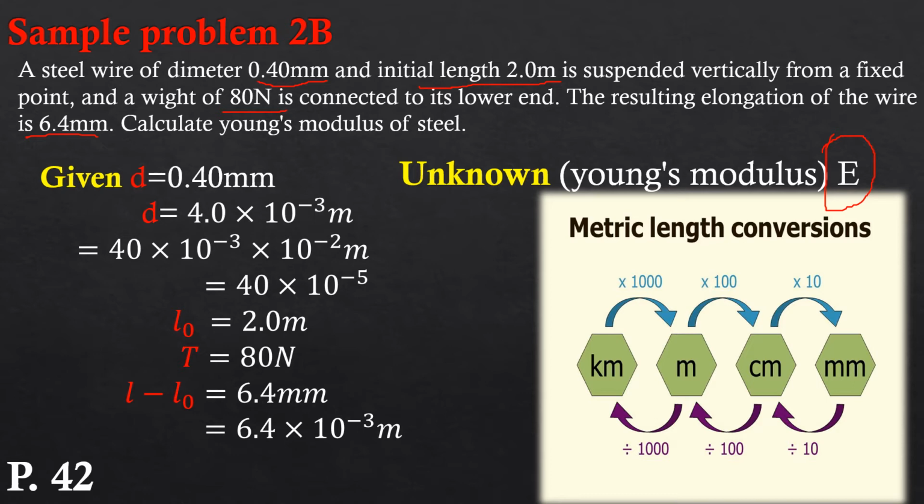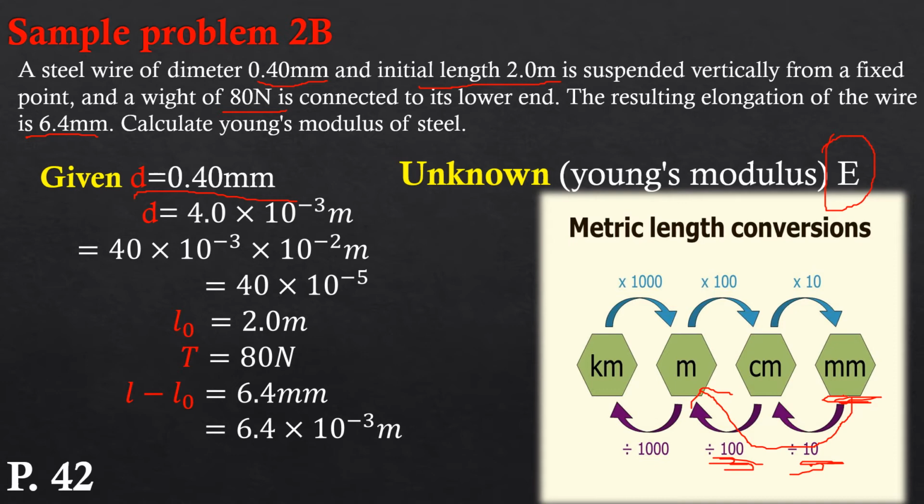So here we have the diameter. We don't use the diameter. What we will do is change it to the radius. Next slides, I will talk about the diameter. Here the diameter is in millimeter, so we have to change it to meter. When you change millimeter to meter, you divide by 1,000.